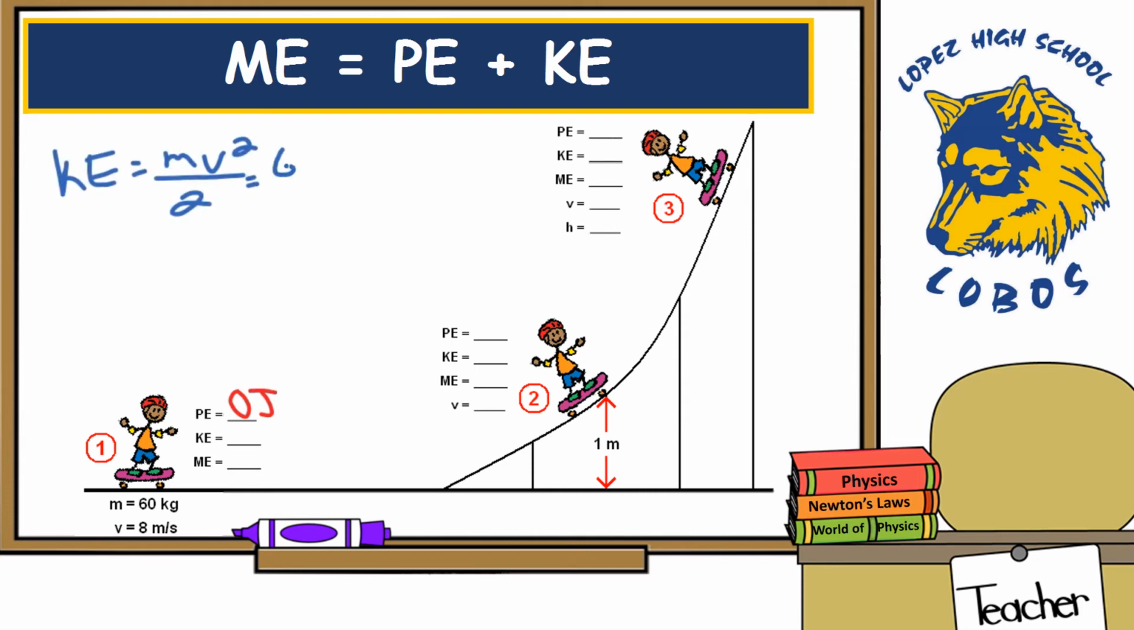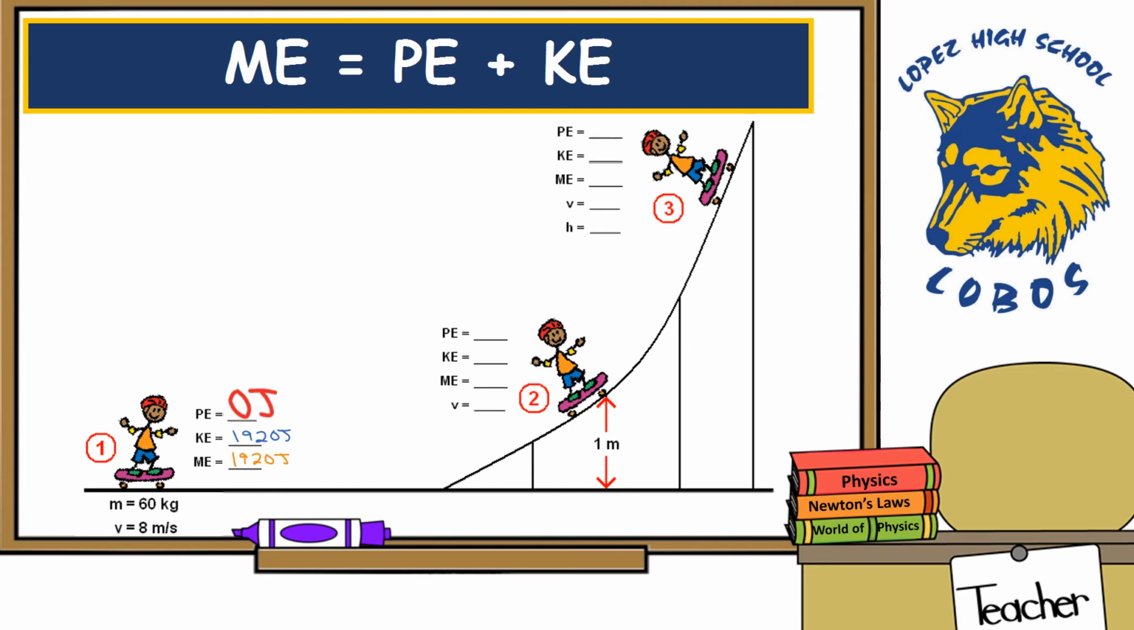Well, the mass is 60 and the velocity is 8. So we square the velocity and end up with 64. Then multiply it with 60, giving us 3,840. Then we divide by 2, giving us 1,920 joules of kinetic energy. Potential energy was 0. When we add up the two, we end up with 1,920 joules of total mechanical energy.